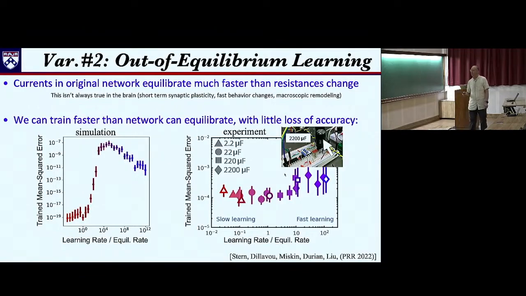Sam can't really flash data any faster than he's doing it already, but he can slow it down by putting in these big old capacitors across the resistors. And the same thing that Naki saw, Sam saw in the lab. For slow enough learning, it works. Even if you learn out of equilibrium, you just get a little bit of mean squared error that's bigger. So if you want to learn fast, you can't learn as well, but you can still learn. And that's pretty remarkable. So that's a cool thing.